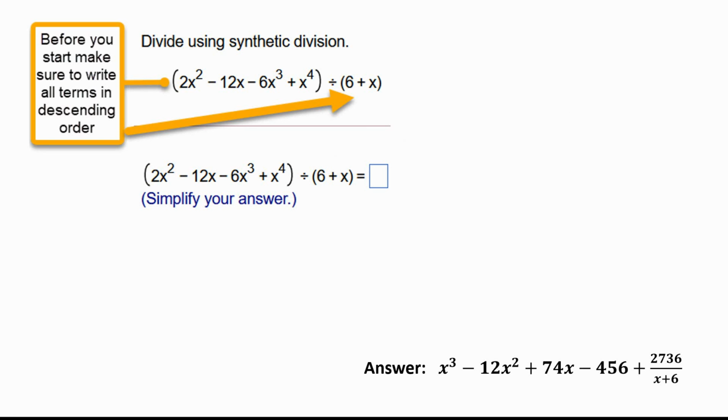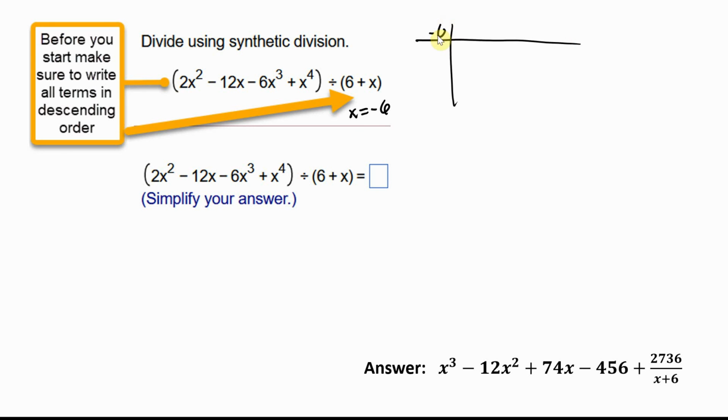Okay. Here, use synthetic division. Again, you want to make sure that you write the terms in descending order. Notice here that they're not in descending order, right? This is 2x squared minus 12x, and this is minus 6x to the third plus x to the fourth. The x to the fourth ought to be first, x to the third ought to be second, the x squared ought to be third, then the 12x. So let's see. Even this term, the 6 plus x, is out of order. It should be x plus 6. But remember, for this one, this is going to be x equal to negative 6 for synthetic division, right?